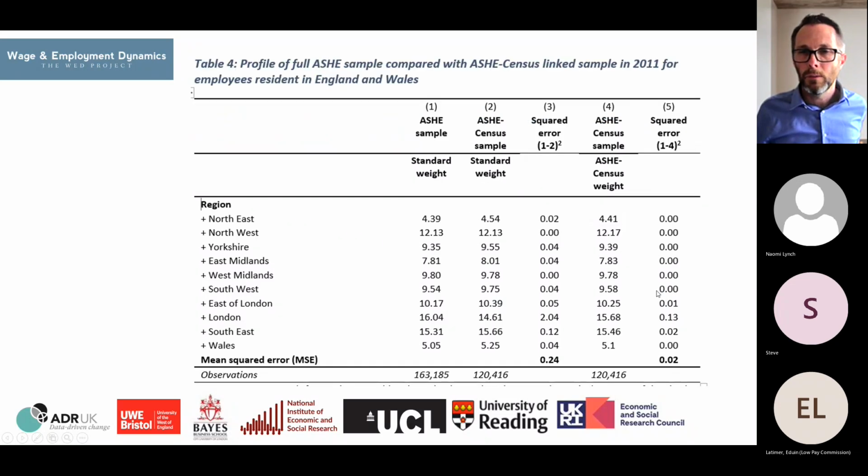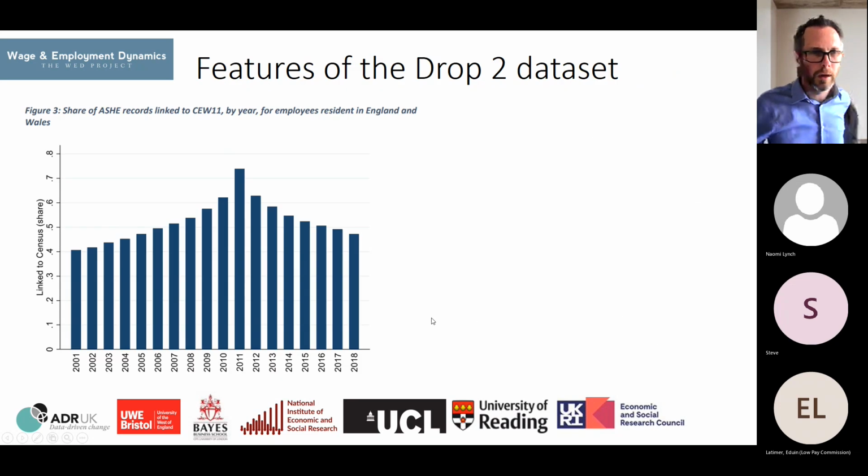And here's the distribution by region. So as I said, slight underrepresentation of London. 16% of jobs in the full ASHE sample are located in London. In the ASHE-Census linked sample, it's only 14.6, and the weights get rid of most of that bias. Okay, so you have weights on the microdata that will restore the profile of the ASHE-Census linked sample so that it looks very much like the full ASHE sample, removing the linkage bias.